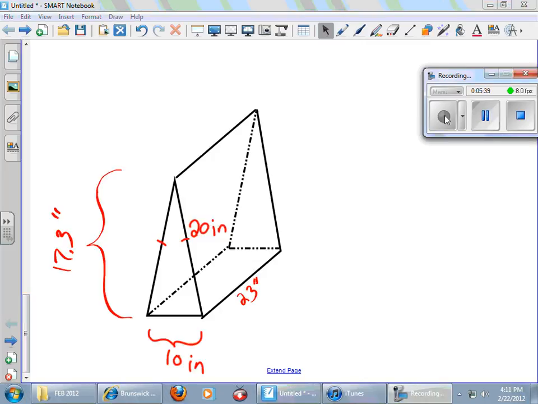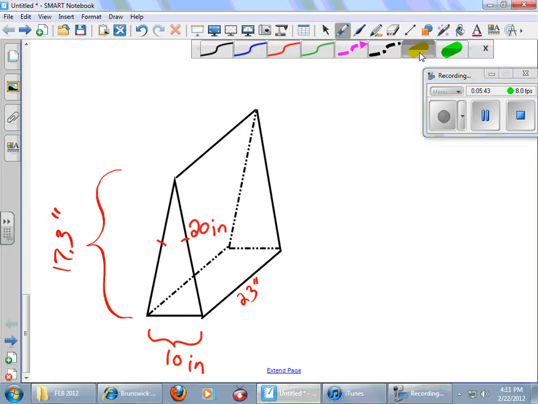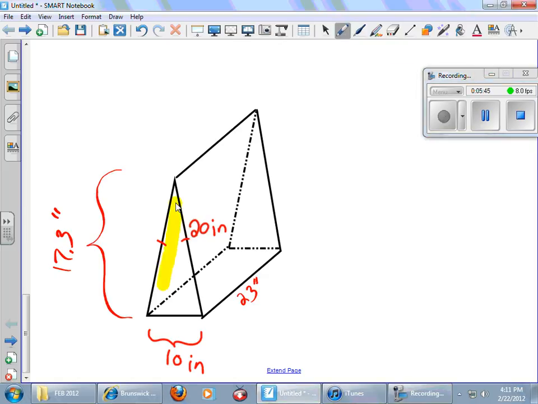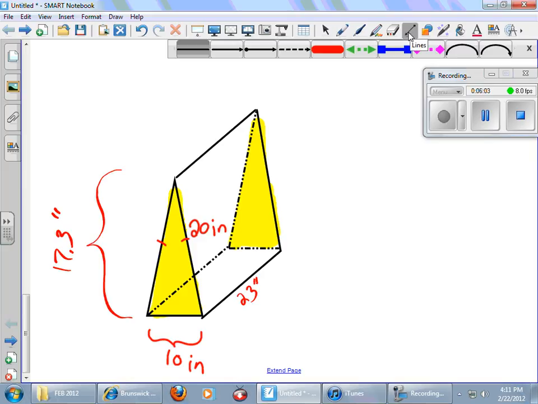Okay, let's say I have this triangular prism. Remember, the bases are going to be the triangles, and I'll highlight them. They're parallel to each other. That's how I know they're the bases. And so they're the two congruent bases. So I'm going to draw those two triangles, okay? And I know that they're isosceles triangles.